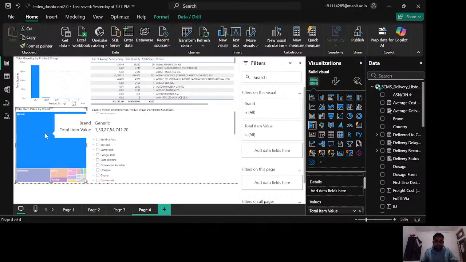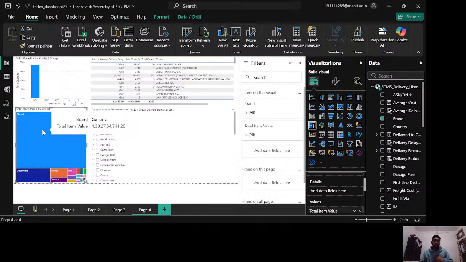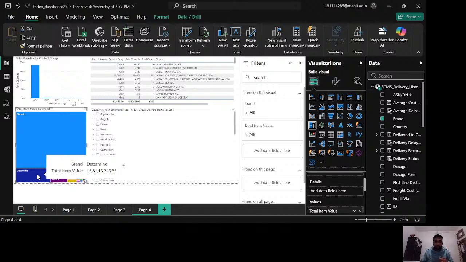Now moving on to our next visual, we have the total item value by our brands. The first brand is generic, and it has a very high total item value, which accounts for most of the parts. Then we have Determine, then Alluvia, then Truveda, then Unigold, then Biolin and Stock Pack, and very low quantity in Atripla, Colloidal Gold, and Ziazen brands.